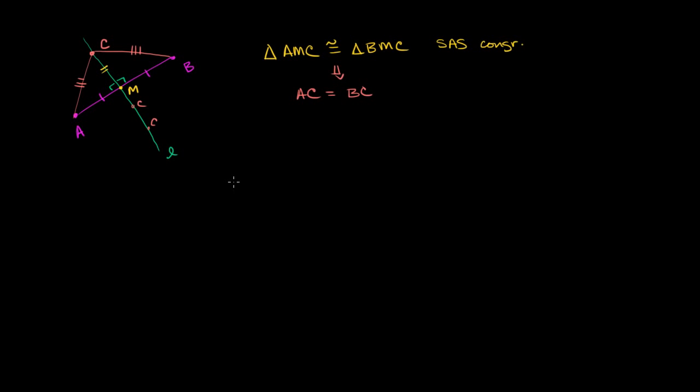Now let's go the other way around. Let's say we find some point that is equidistant from A and B. Let's prove that it has to sit on the perpendicular bisector. So let's do this again. So I'll draw it like this.